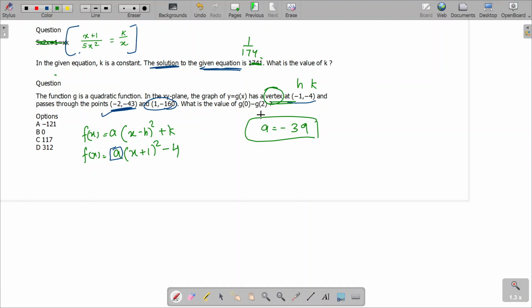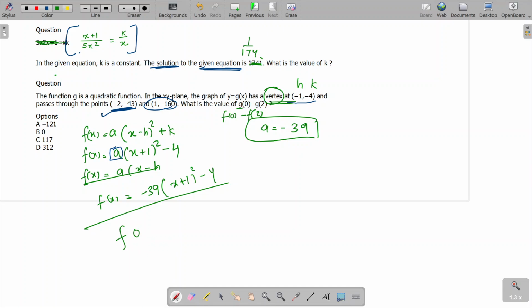Now I'll reframe my equation. Instead of g of 0, I can write f of 0 also. Okay, f of 0 minus f of 2. So here I'll write f of x equals a times (x minus h), or I can plug in the value: f of x equals negative 39 times (x plus 1) whole squared minus 4. And in the next line of Desmos, you will write directly f of 0 minus f of 2. You will get the answer.